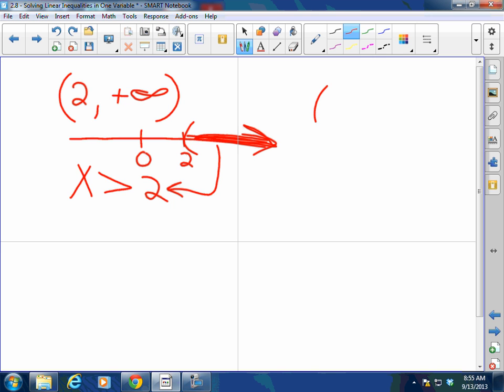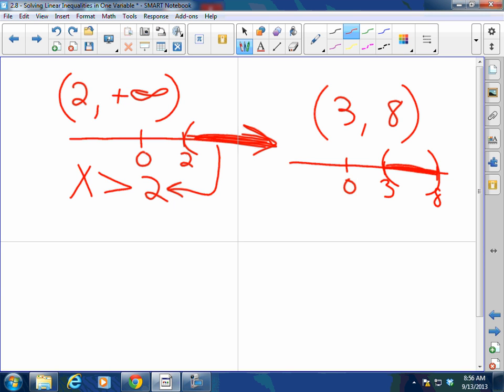What if I had this, guys? Okay, let's use our brains now here for a second. 3 comma 8. Let's draw it out, okay? We got our 0, we got our 3, and we got our 8. What's happening here? Yes, sir. Right, so the solutions are between 3 and 8, aren't they? How would I write that as an inequality?